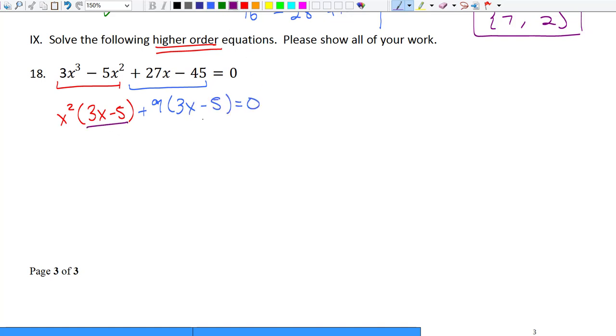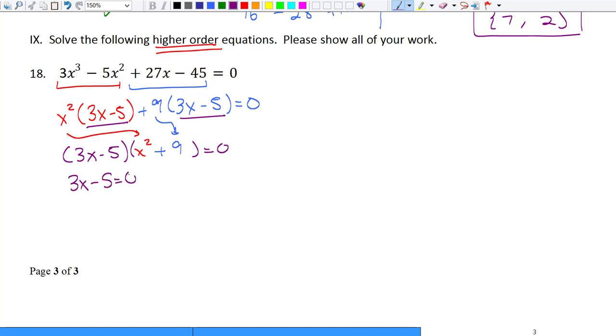Notice that the two parentheses are the same. So now I can factor out the entire parentheses, and I'm left in the second parentheses with x squared from the first group plus 9 from the second group equals 0. Set each of these factors equal to 0 and solve. The first one's linear, so that's not too bad. So you get 3x equals 5, divide both sides by 3, and you get x equals 5/3. I don't have to check this one either. Yay.